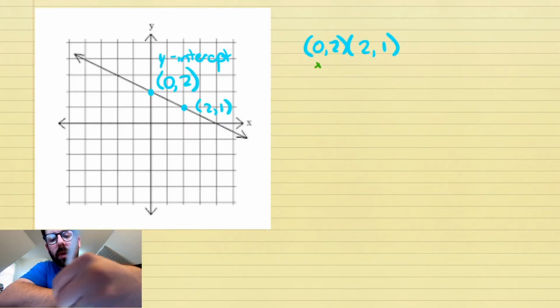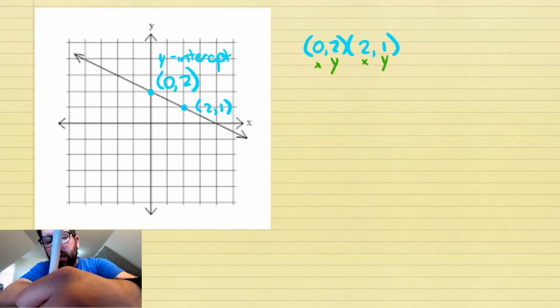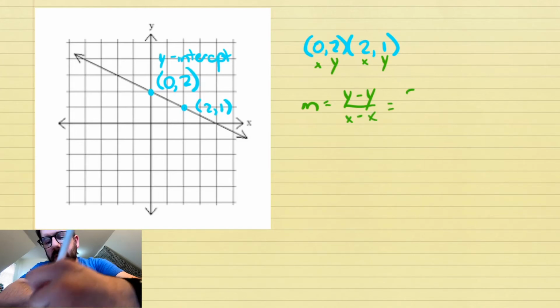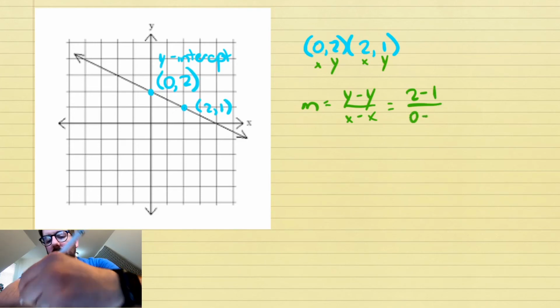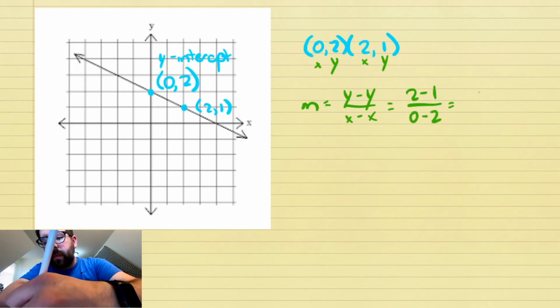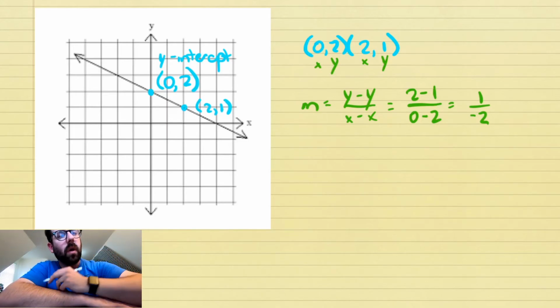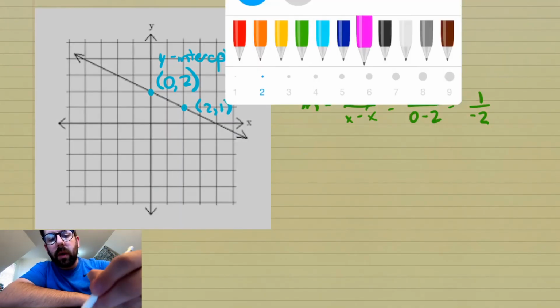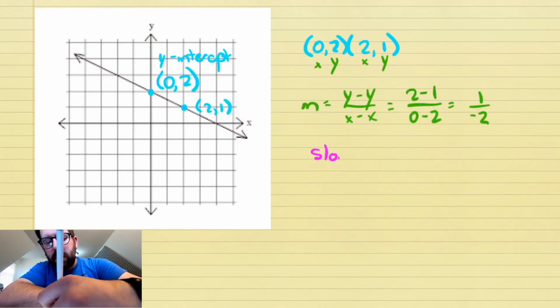So, doing the slope formula. Again, x and y, x and y. My formula for slope: subtract the y numbers, then subtract the x numbers. The y numbers are 2 minus the 1. My x numbers are 0 and the 2. So this ends up being 1 over negative 2, which makes sense. It is dropping as it runs. And going into slope-intercept form.